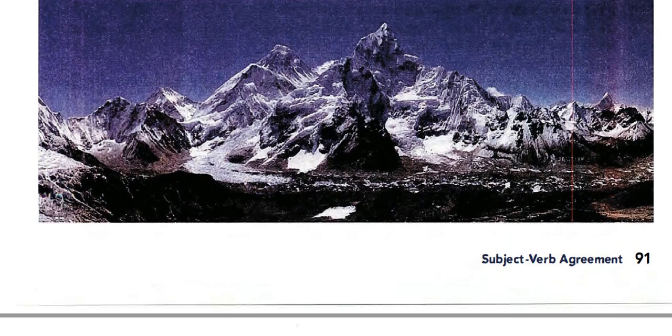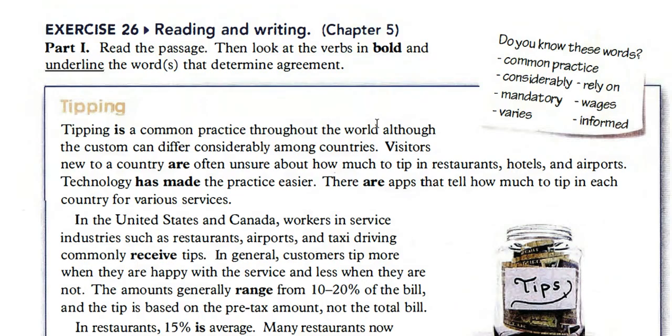I wish you already have what we need from the whole chapter, even though here you can check out a kind of writing skill. If you need to enhance your writing ability, you can check all the exercises at the end of each chapter. Here we have exercise 26, reading and writing. We have tipping. You can check out what's the meaning of tipping. Tipping is a common practice throughout the world, although the custom can differ considerably among countries.